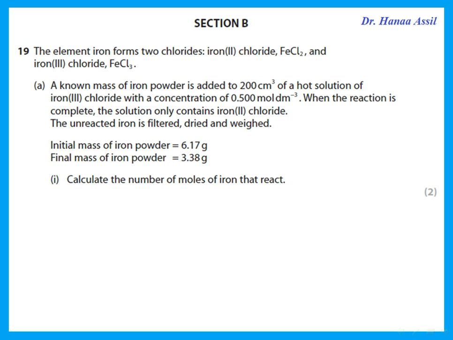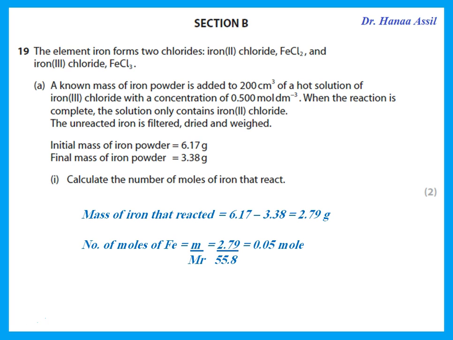The element iron forms two chlorides, FeCl2 and FeCl3. A known mass of iron powder is added to 200 centimeter cubed of a hot solution of iron 3 with this concentration. When the reaction is complete, the solution only contains iron 2 chloride. And he's saying the initial mass of iron powder was this, the final mass of iron powder was this. Calculate the number of moles of iron that react. Well, in order to get number of moles, we get the mass first, and of course the mass is the difference between the initial and the final. That is the mass that reacted.